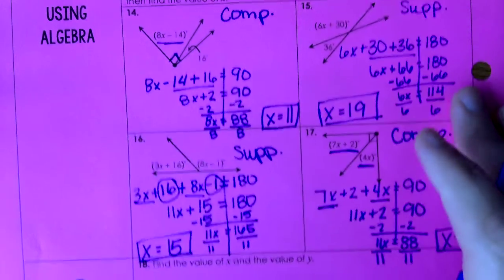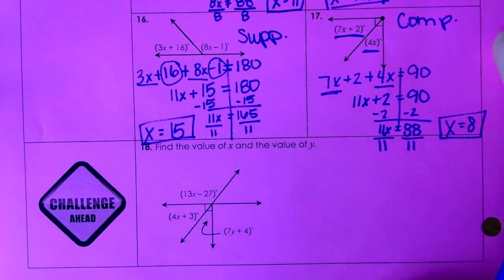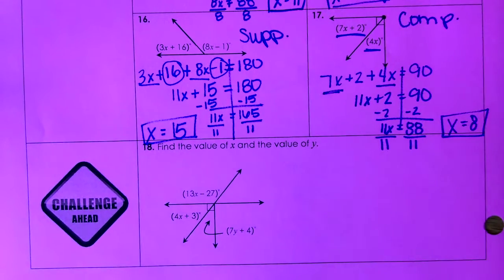Okay, so that's how we do those angles there. Do we have any questions on 14 through 17? Okay, the last question that we have is a challenge question. So this would be something like a bonus question.